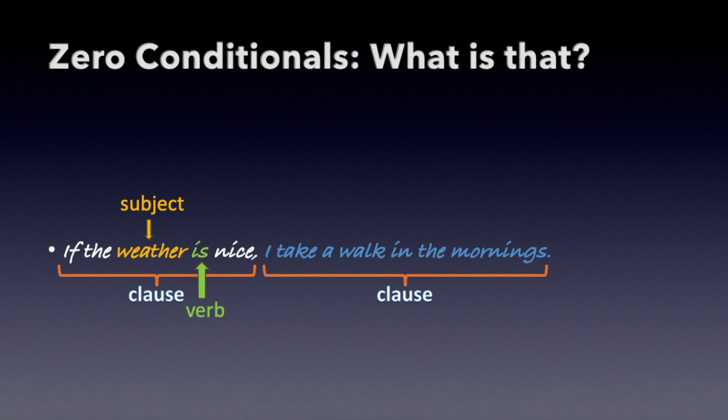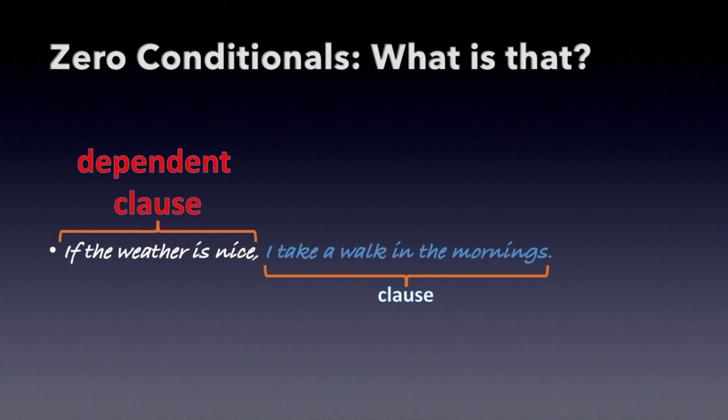But if I say to you, hey, if the weather is nice, I hope you're going to be waiting for me to finish my thought. Yeah, if it's nice, what? So this is a clause, but it can't be a sentence. This is what we call a dependent clause, because the meaning of the clause is dependent on the rest of the sentence. It's like your children depending on you.